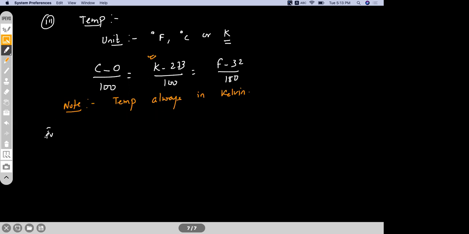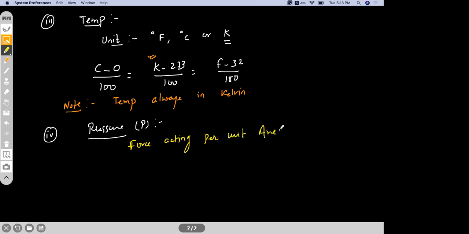Fourth one, and the last parameter, is pressure, P. So pressure is force per unit area. It is the force acting per unit area. So P is equal to F by A, force per unit area.